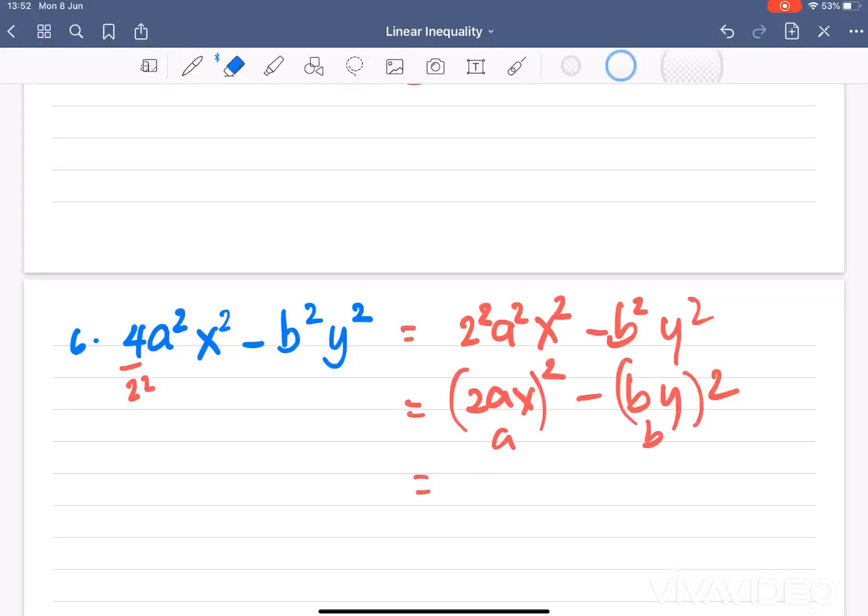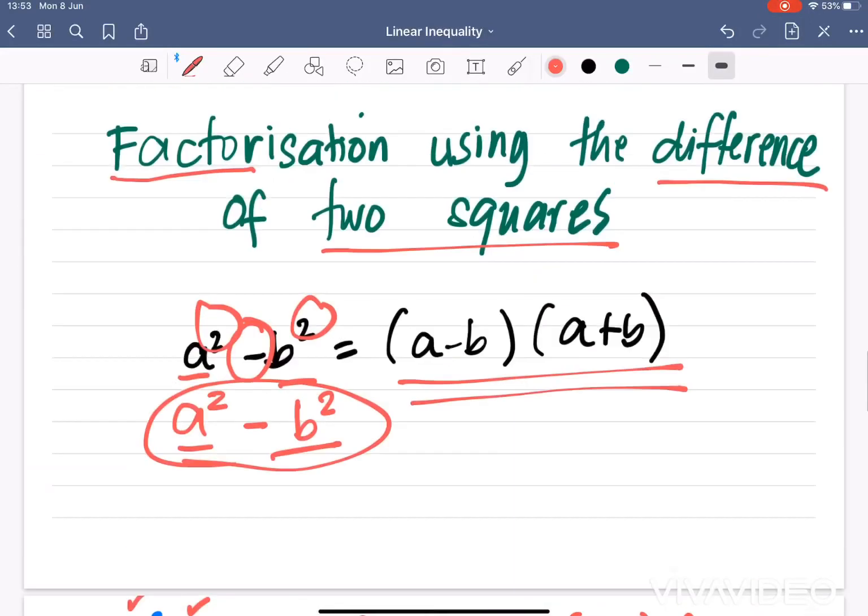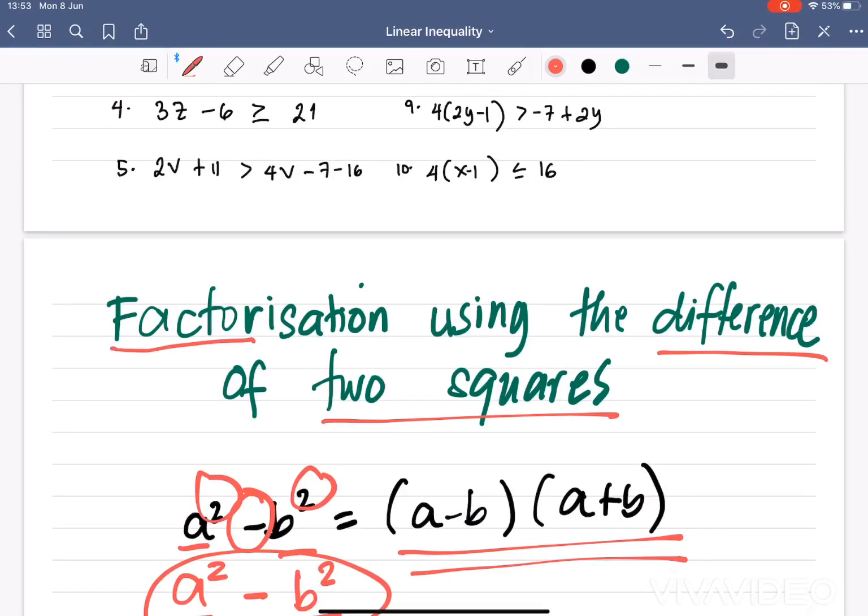So we have now 2ax minus by times 2ax plus by. So that's all about factorization using the difference of two squares.